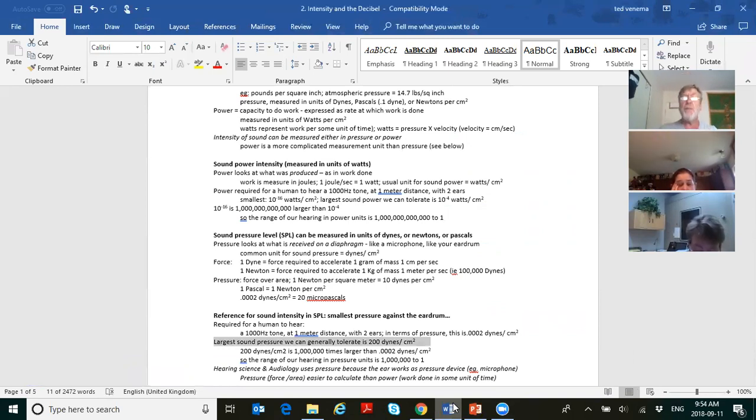So we can think about it like this. The softest you can just barely hear, you can call that in terms of power, or you can call that in terms of pressure. And the loudest sound you could tolerate, the ceiling, you could talk about that in terms of power, or in terms of pressure. And if you're talking about that in terms of power, the range is 1,000,000 to 1. Bottom hand, top hand.